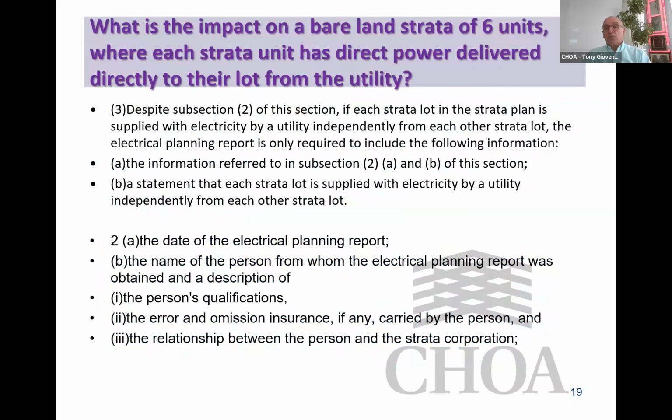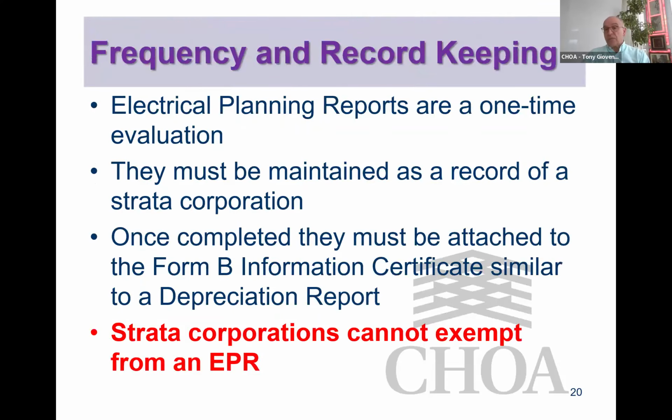This is a short report. This is for strata corporations in a small bare land, for example. And we have a number of these where there might be only 6 or 8 units, and each one gets their service directly from the utility provider. There isn't a distribution transformer on the site. These do exist. And so this is a very short report. It just basically identifies the type of service, that it is direct power delivered. In most bare lands, however, it is not direct power. It is coming through some sort of transformer distribution system, and it is a full report that's required.